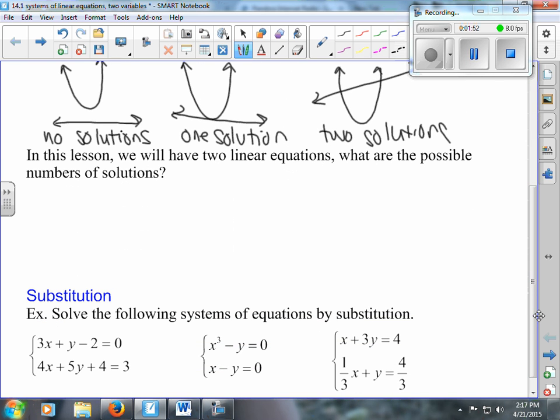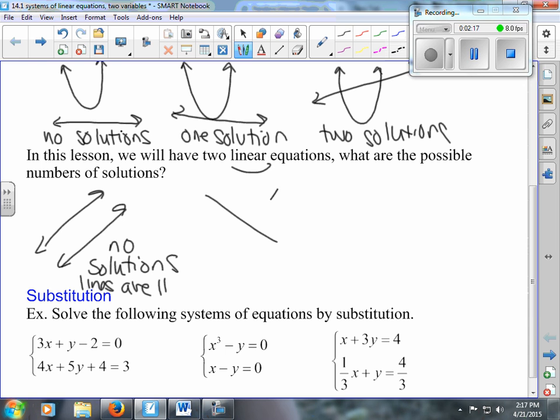Okay, but what we're going to focus on are lines, linear equations. And so how could two lines intersect? Well, maybe they don't intersect. And so this would be no solutions. And notice, if you have no solutions, the lines are parallel.